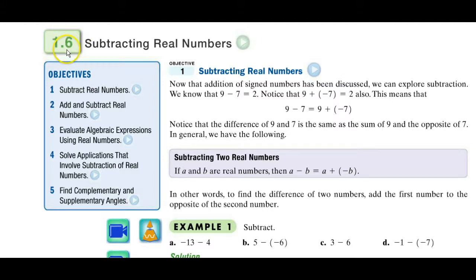In section 6 of chapter 1, we're going to do subtraction of real numbers. Now, the closest thing we're going to have ever to subtraction, as we think of it in arithmetic, is this expression or equation right here. 9 minus 7 is 2. Because in algebra, we tend to think of these as being 9 plus a negative 7.